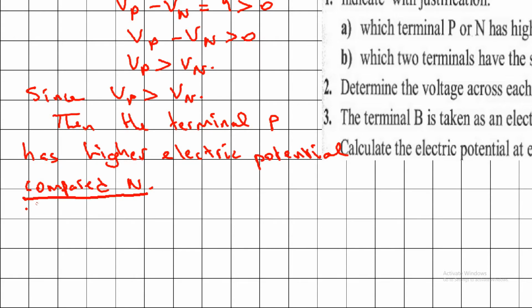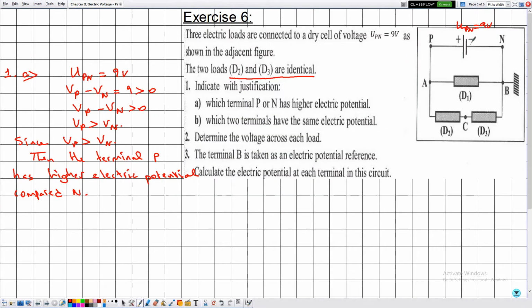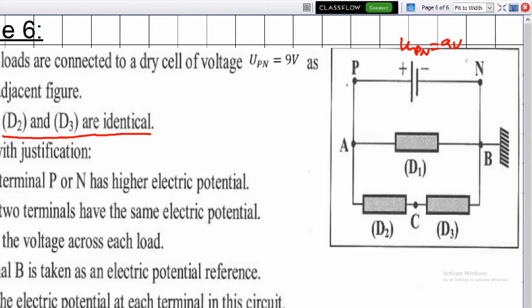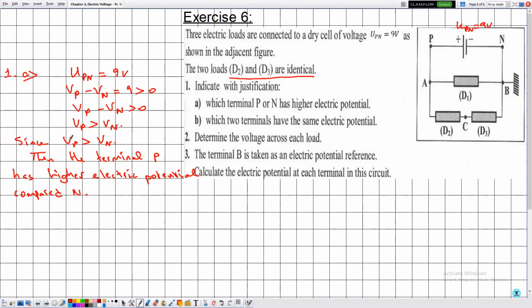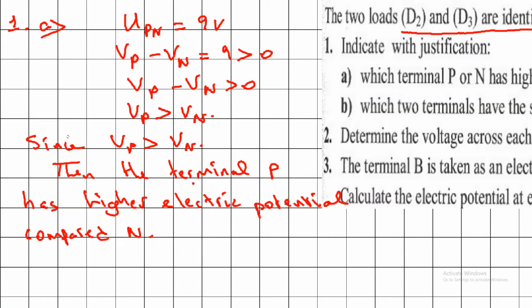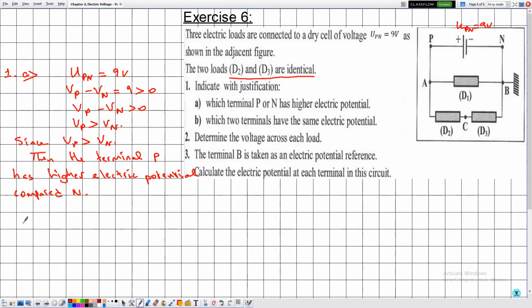This is important. Why? Because here we can compare the potential P to any point of this electric circuit, to the point A, to the point C, to the point B. So it's important to mention at the end to which point we are comparing P, which is the point N. So Vp is greater than Vn.